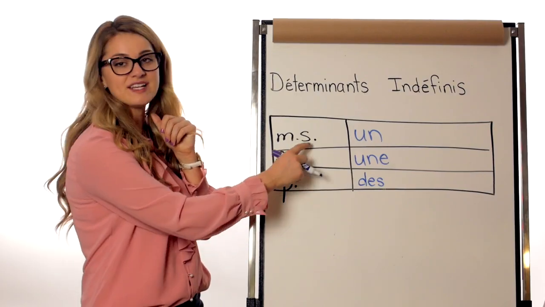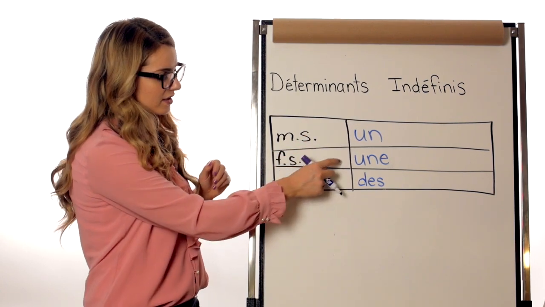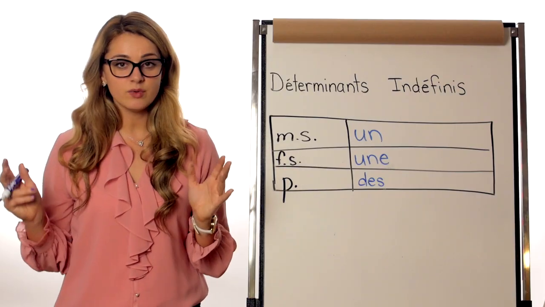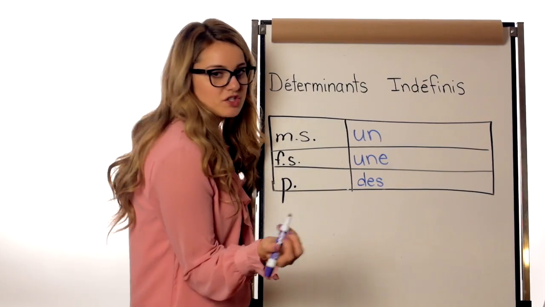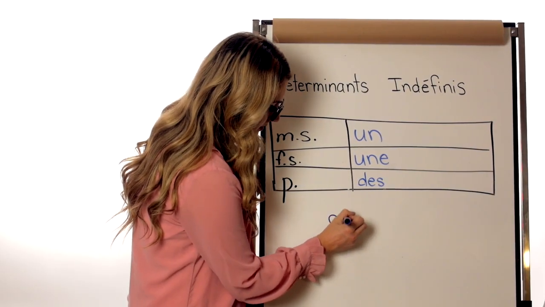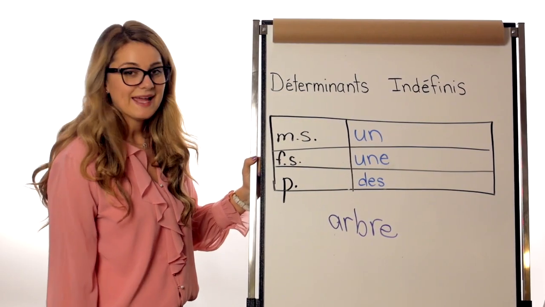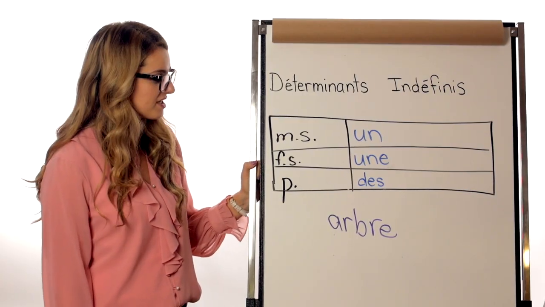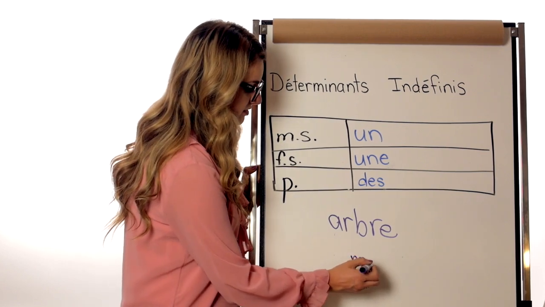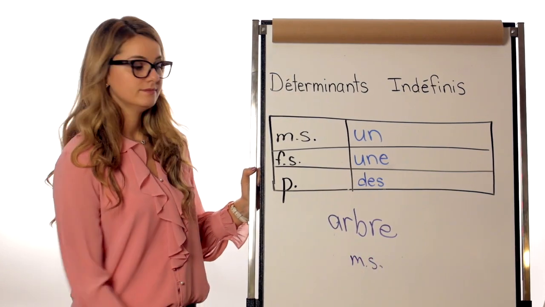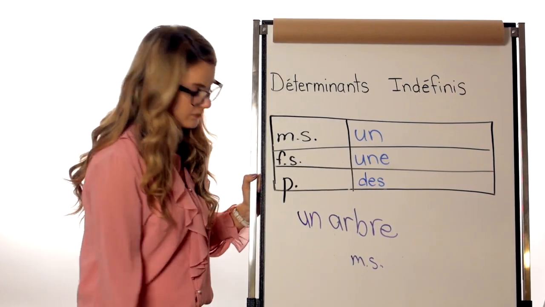So, masculin singulier, we use un. If le nom is féminin singulier, we use une. And if it's pluriel, we use des. Okay? So, again, let's use the word arbre. A tree. Which déterminant will you use if you know that arbre is masculin singulier? Masculin singulier, we would say un arbre. Un arbre.